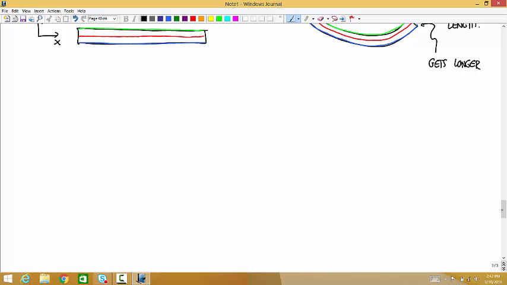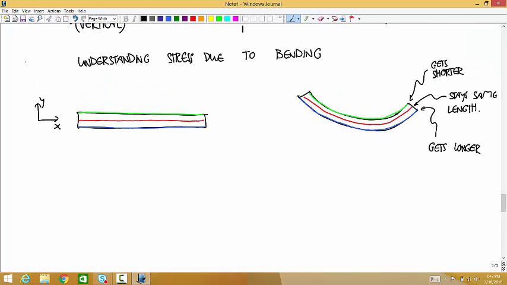And so, even though it might seem a little weird at first that this is the case, the stresses that are developed by a bending moment are XX stresses. They're X normal stresses. Like this green one is in X compression, because it's just getting shorter along the x-axis. The blue one is in XX tension because it's getting longer. The red one doesn't feel any stress at all because it's staying exactly the same length.